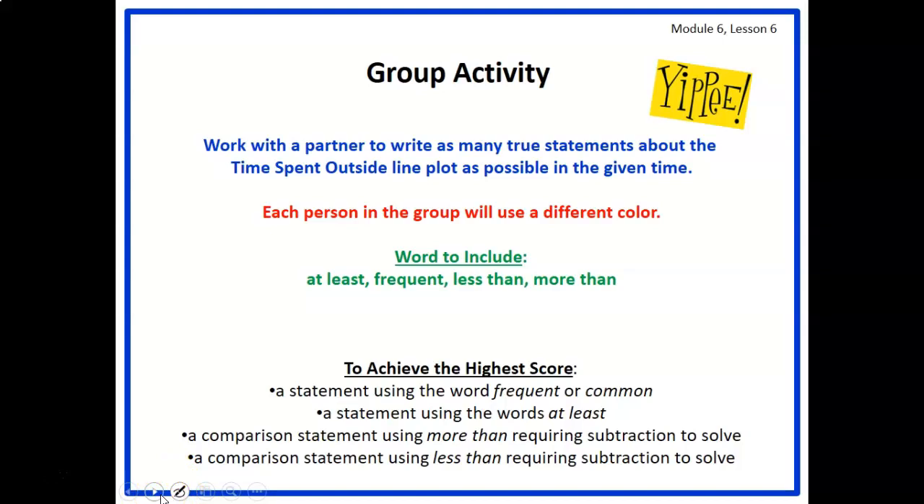I wish we could do a group activity. That would be a lot of fun. And of course, if we were at school, we would get to. But since we can't do that, I want to just kind of do it together.